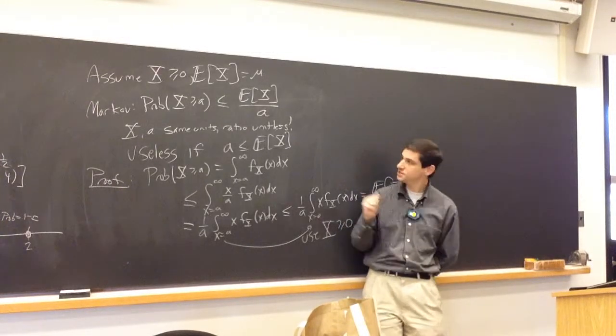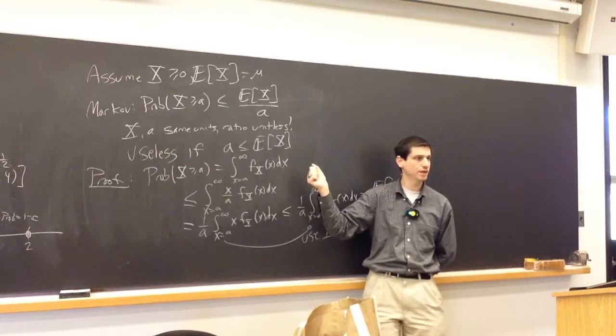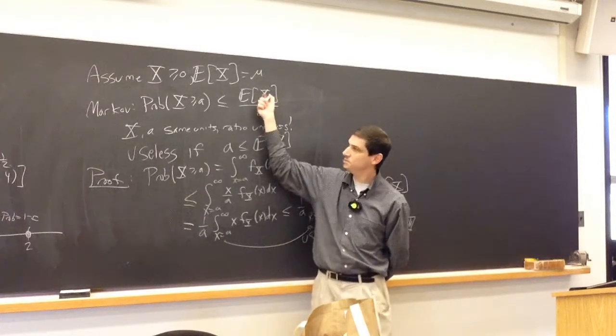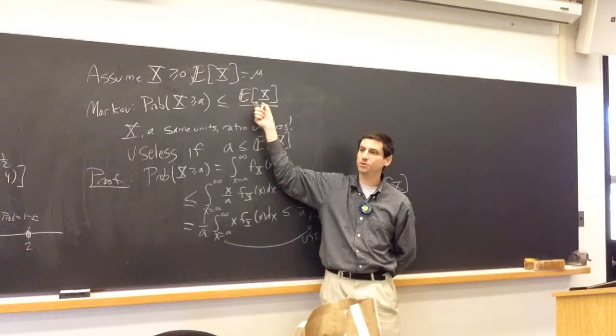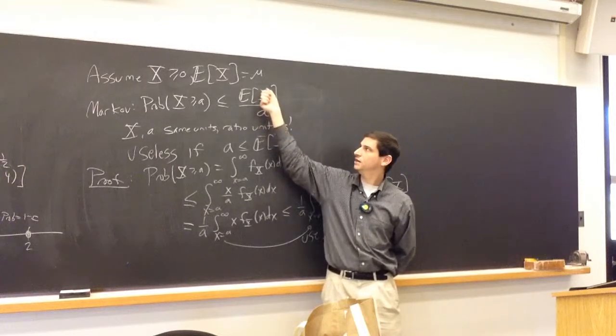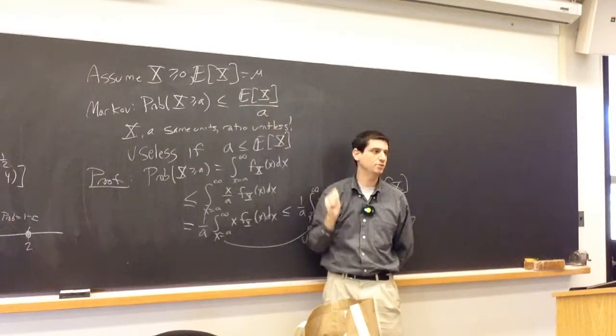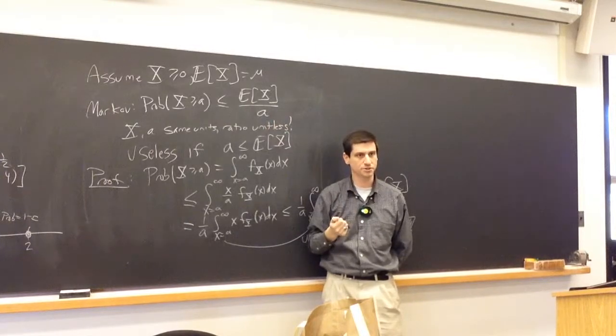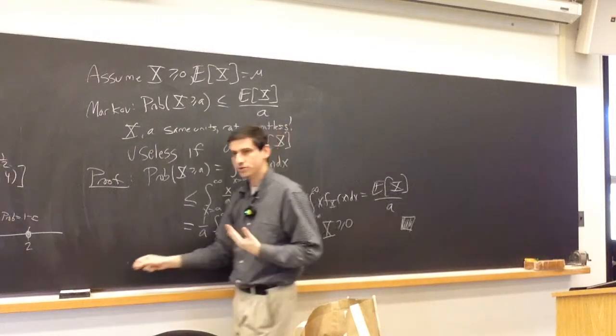Okay. So this is Markov's inequality. And it tells you that if you know the mean, you can estimate the probability that you are a certain amount above the mean. And the answer is going to be related to the ratio of the expected value and how far you want to go. And they're in the same units. OK. Any questions on Markov?